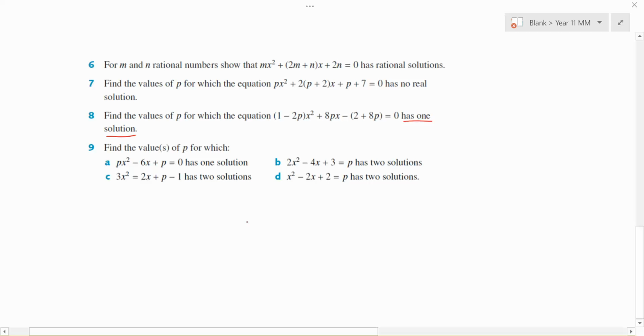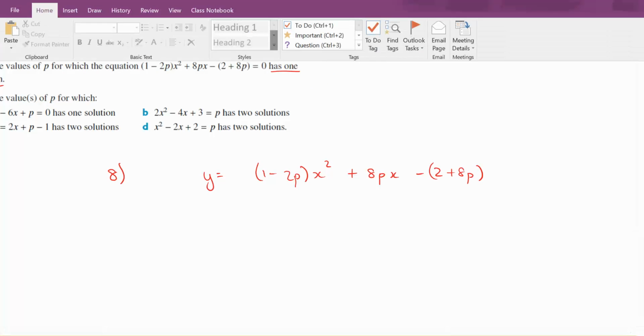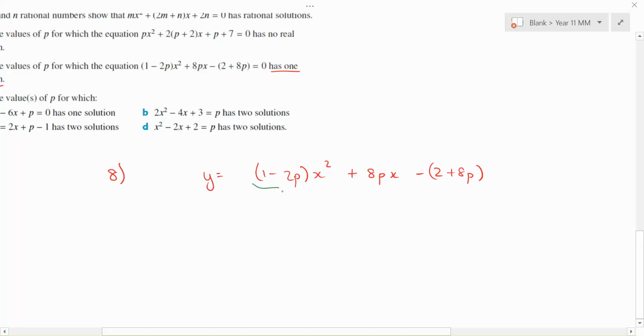Okay, so again, question 8, I've got y is equal to 1 minus 2p, all times x squared, plus 8 times p x, minus 2 plus 8p in brackets. Again, you have to determine your a's and b's and c's. This is my a value. A equals 1 minus 2p. B is 8p. This is your b term. And c is equal to negative 2 minus 8p.